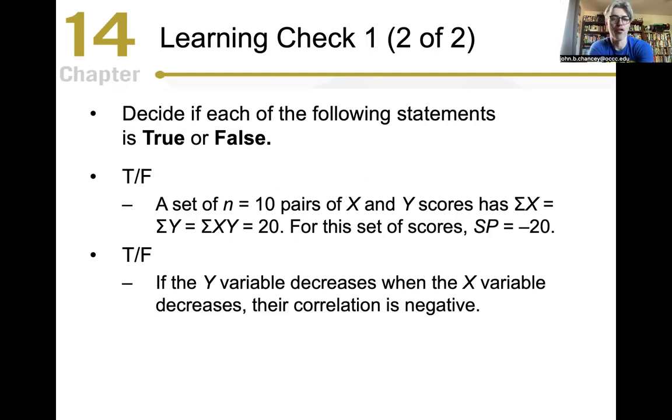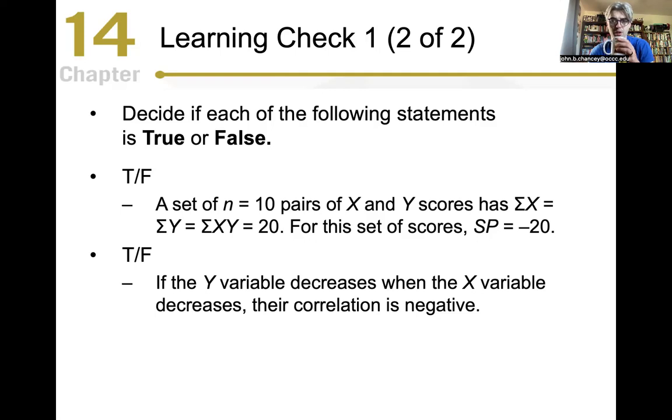And then true or false: if the Y variable decreases when the X variable decreases, their correlation is negative. So pause the video and think about the conceptual equation we looked at earlier. You can plug some of those values in, and then make sure the result comes out to negative 20 or not. That's how you determine if it's true or false. And then think about what the question is asking for in the second true or false. Pause the video for a moment, and come back when you think you have the answer.